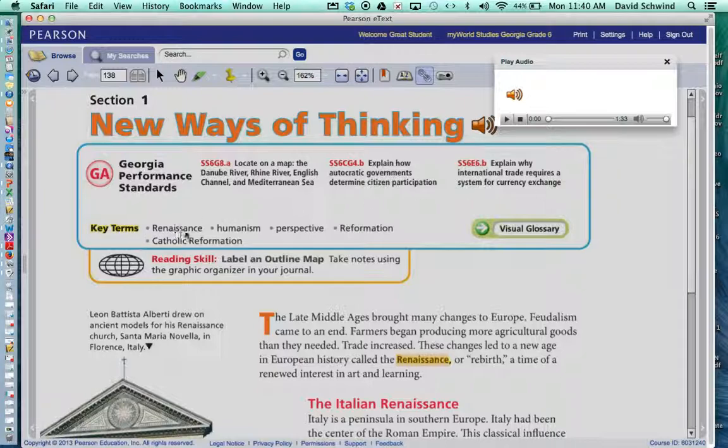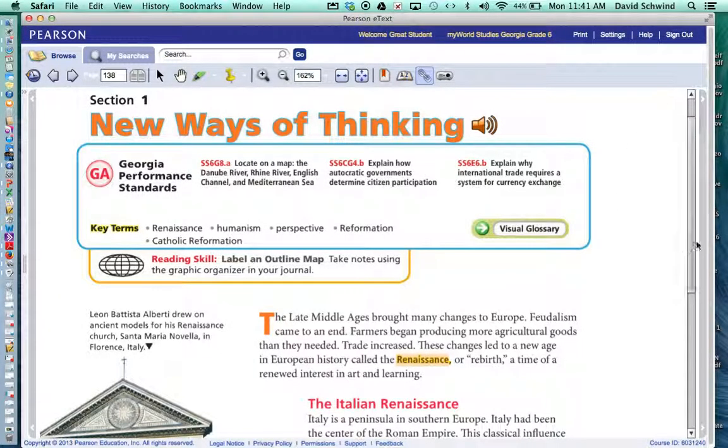Key terms: Renaissance. Say Renaissance. Yes, Renaissance. Humanism. Say humanism. Good. Say perspective. Yes, perspective. Reformation. Say Reformation. Good. Catholic Reformation. Say Catholic Reformation. Good.